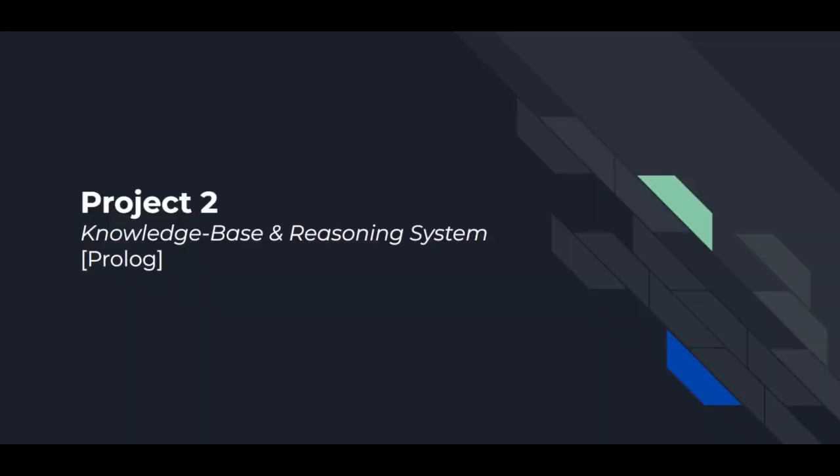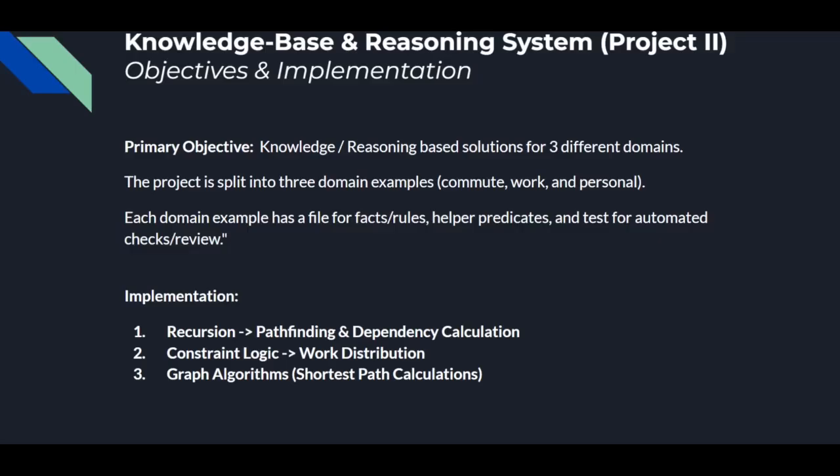Thank you. This brings us to our second project, a knowledge base and reasoning system in Prolog. The objective we chose for this project is to incorporate knowledge and algorithm solutions for 3 independent domains. Each project section is split into 3 domains: commute, work, and personal. Each area has a facts and rule definition, utilities for helpful predicates, and a pre-made testing file for quick validation and testing. ARM implementations implement algorithms to solve different tasks and problems.